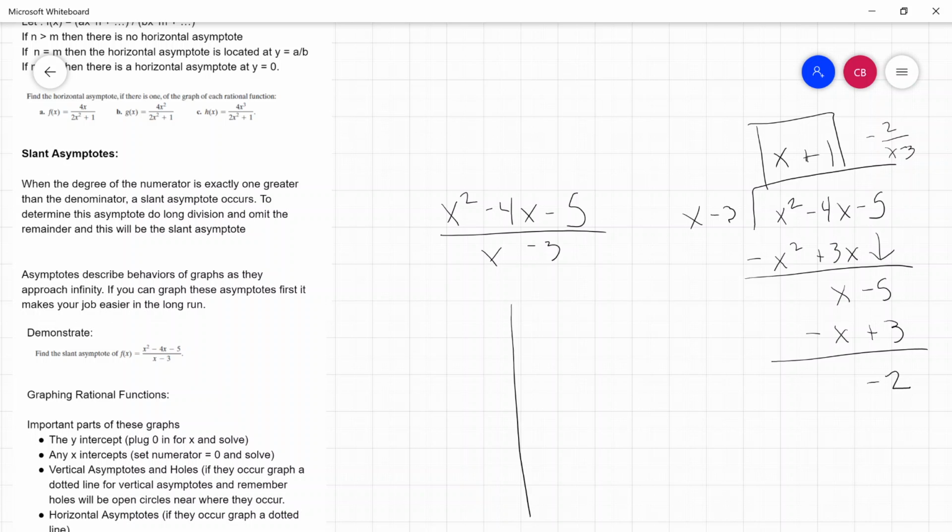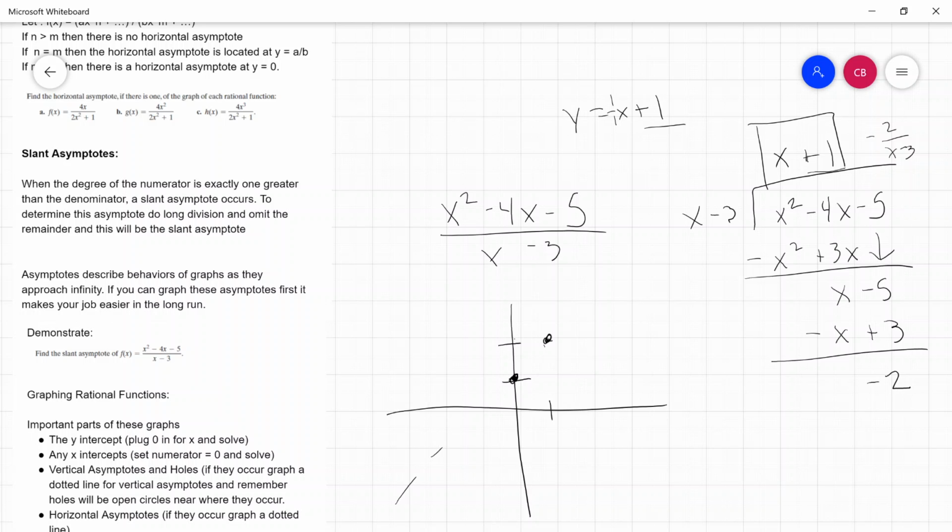So how this asymptote would look, you'd graph the line x plus 1. Remember, this is y equals x plus 1, so that would be the y-intercept. That's here. And then you go up 1 over 1 because the slope is 1 over 1. So up 1 over 1, you put your points.